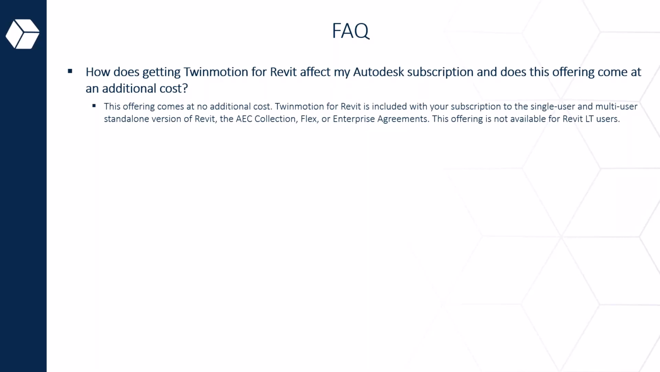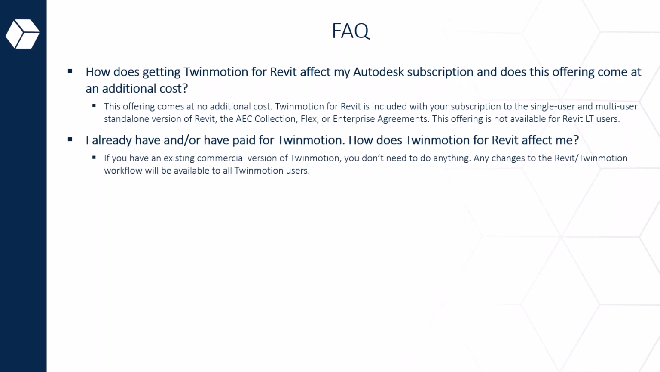There's no additional cost. Twinmotion for Revit is included with your subscription to the single user, multi-user, standalone version of Revit. The AC collection as well, flex or enterprise agreements. So if you've got a standalone version of Revit, it's available, AC collection is available, and others as well. And unfortunately, like I mentioned earlier, the offering is not available to Revit LT users.